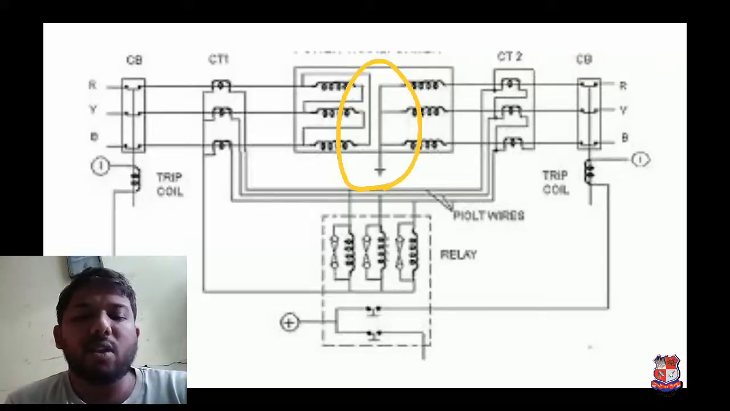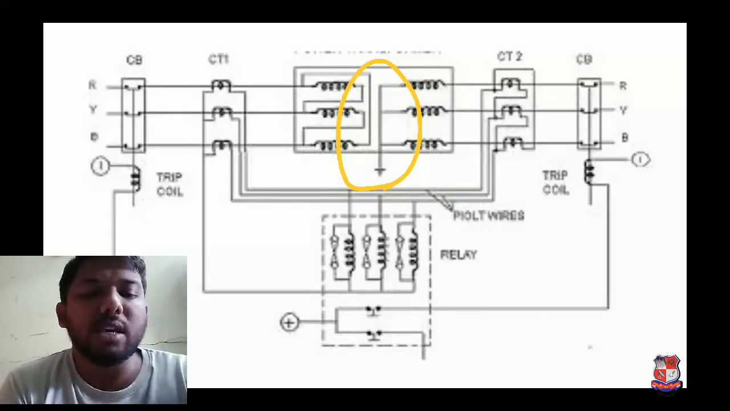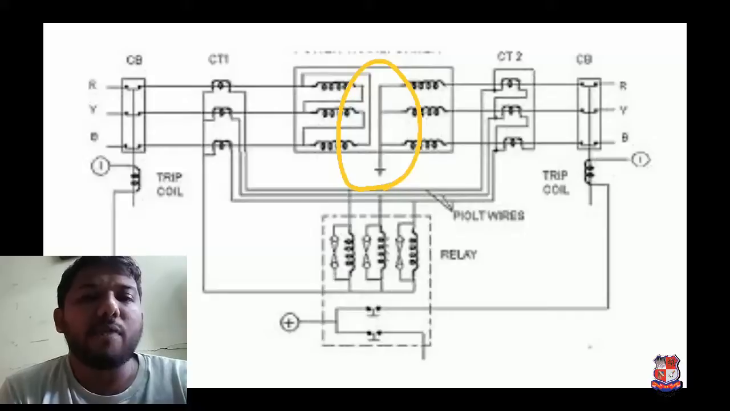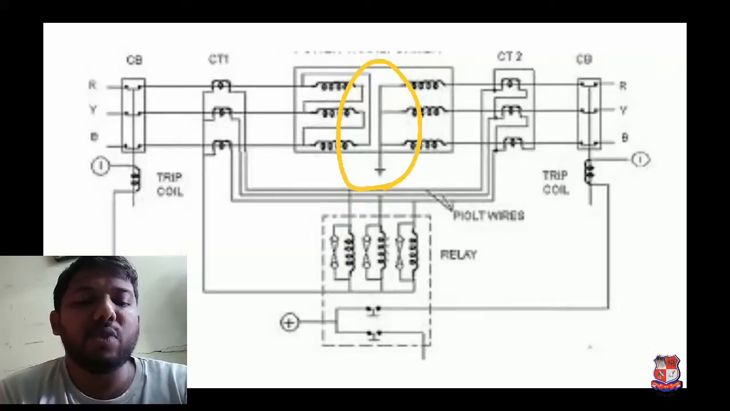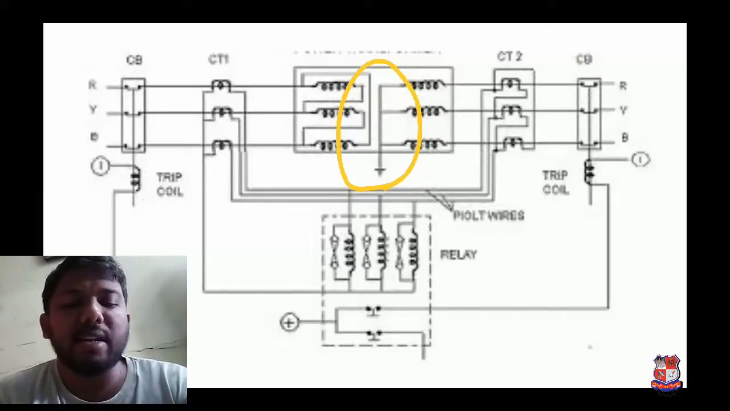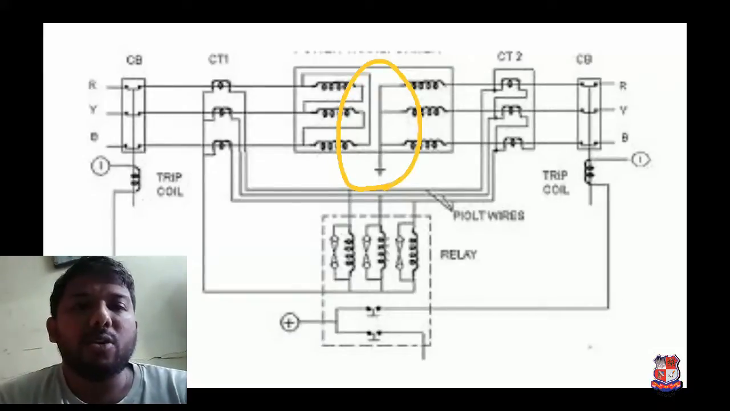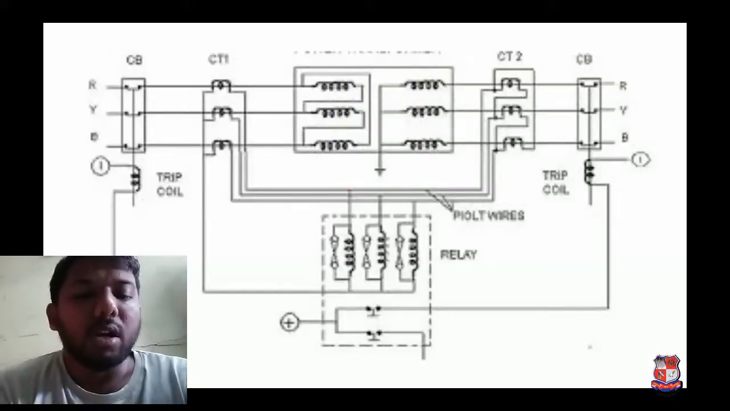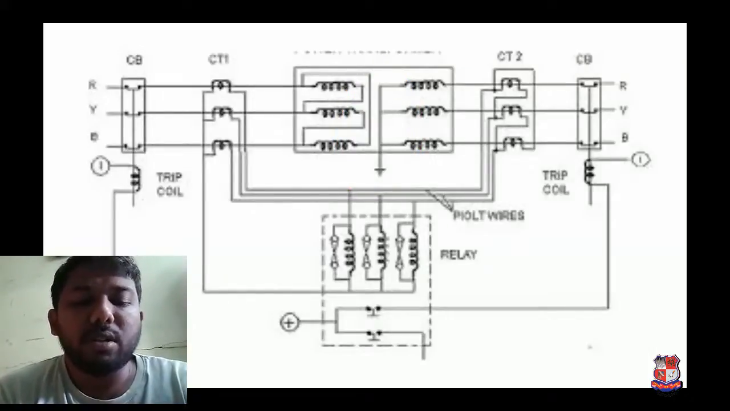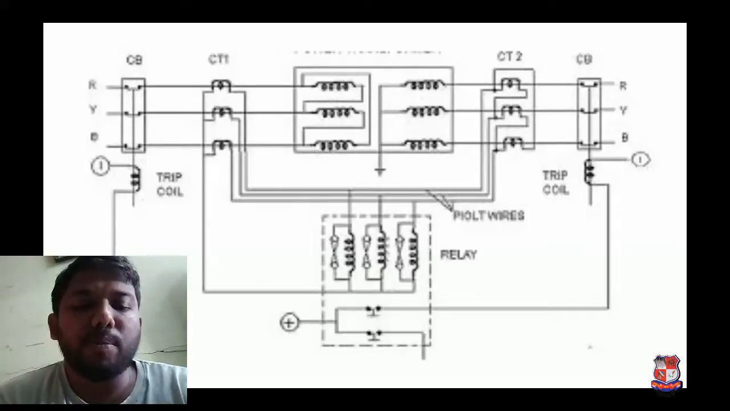The restraining coils are connected across the secondary winding of CTs. The operating coils are connected between the tapping points on the restraining coil and star point of CT secondary winding. The operating coil normally carries no load current as they are balanced on both sides of the CTs.